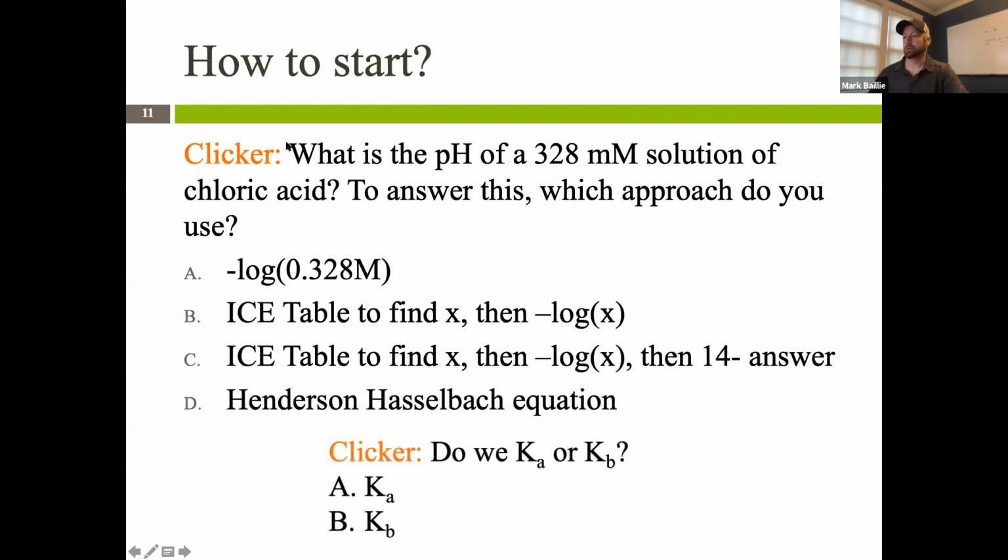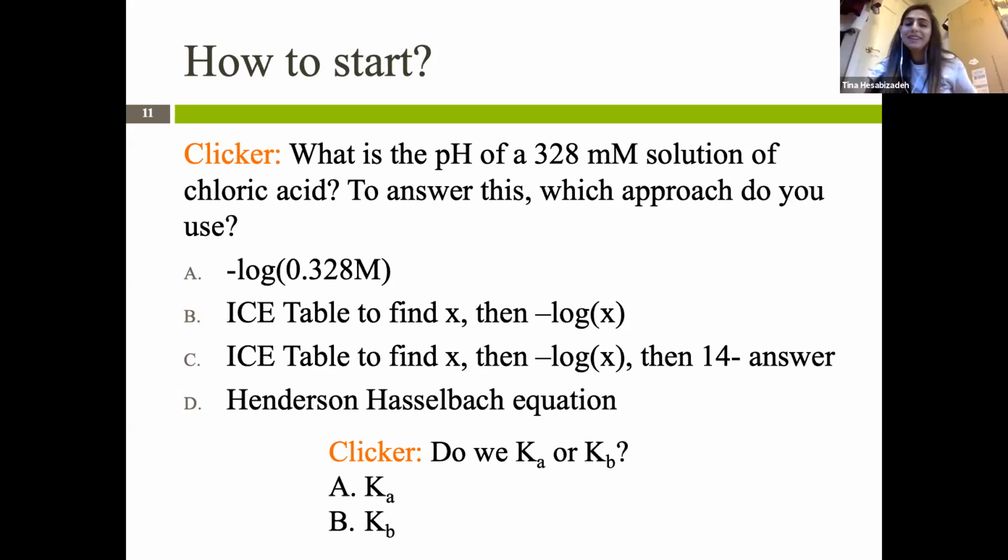Okay, so yes. Sorry, there was a little bit of confusion in our group. So it is actually B? Yes, this is a weak acid in water. So we need an ice table to find X, which is the concentration of H+, and then we take the negative log of that H+.